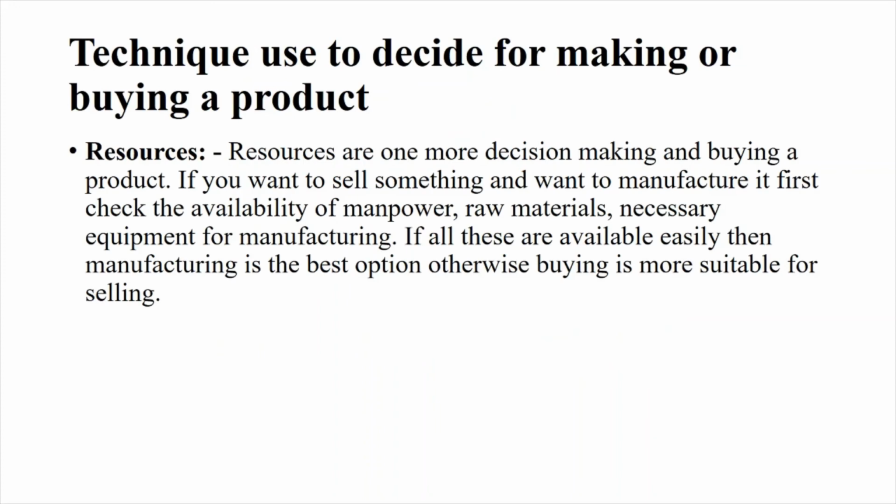Second is resources. It is important: if you want to manufacture any product, first check the availability of manpower, raw material, and necessary equipment for manufacturing. If all these are easily available, then manufacturing is the best option. Otherwise buying is more suitable.